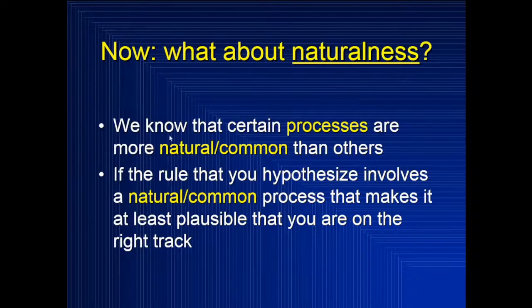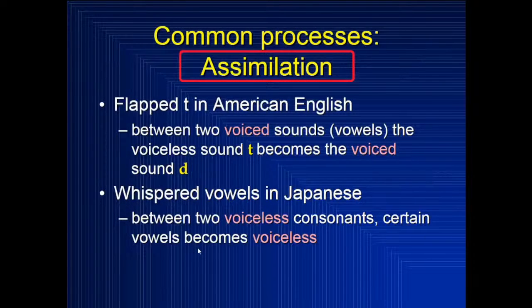What about naturalness? We know that certain processes are more natural, common than others. If the rule that you hypothesize involves a natural common process, that makes it at least plausible, which means that you are on the right track. Now let's talk about some common processes. For example, assimilation. This is common process number one, which is assimilation.